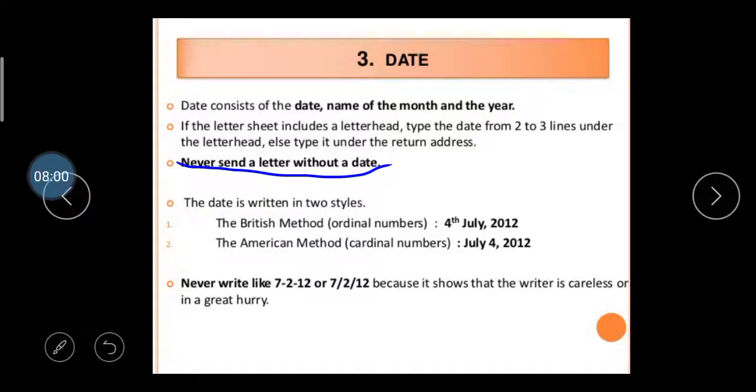Now, how do you write your date? There are two methods of writing the date. The first one is the British method, using ordinary numbers, like 4th July 2000, and the second one is the American method, using cardinal numbers, like July 4, 2000. From these two methods you can easily write the date.